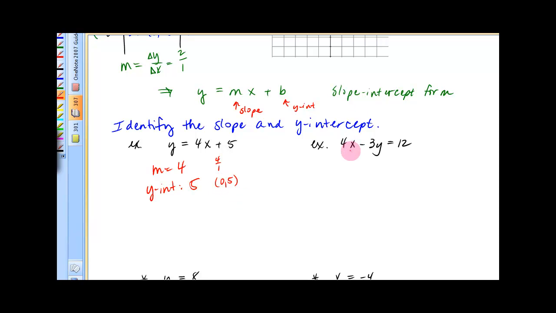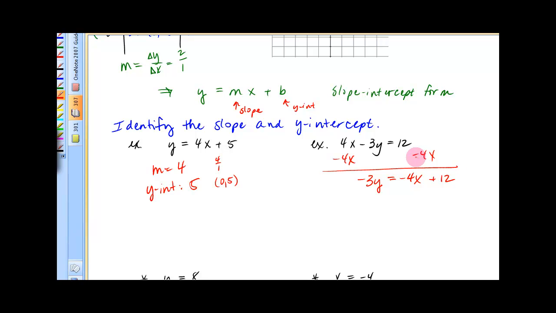Now let's look at this equation. 4x minus 3y equals 12. I want to find and identify the slope and the y-intercept, so I need to change it to be y equals mx plus b. In other words, I have to solve for y. In order to solve for y, the first thing I need to do is subtract 4x. I'm going to rewrite negative 3y is equal to, watch what I'm going to do here, I'm going to insert this negative 4x right next to that equal sign, and then I'm just going to say plus 12.